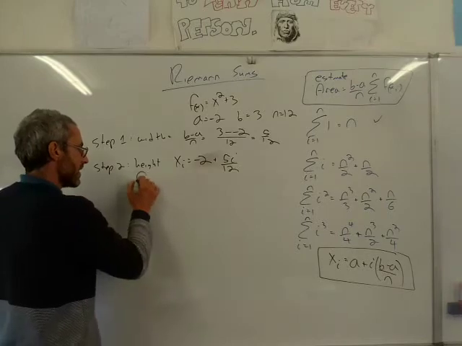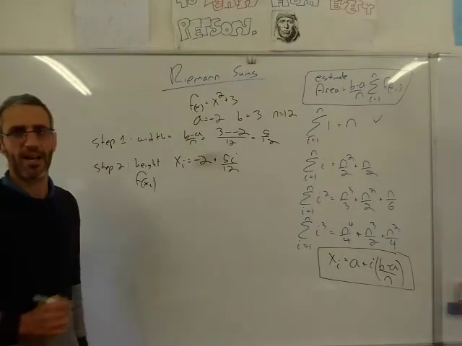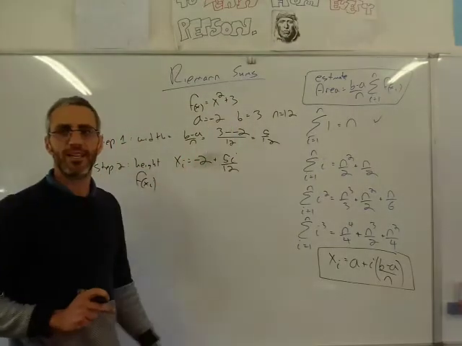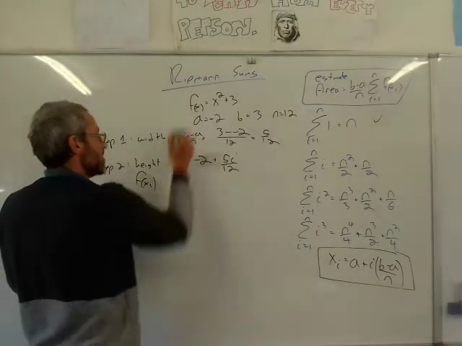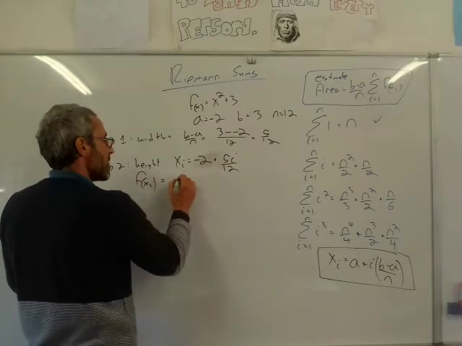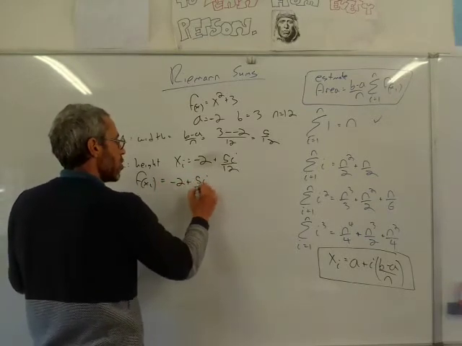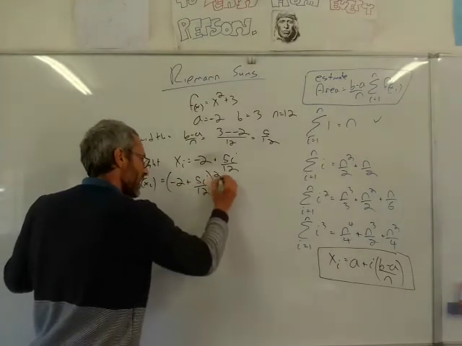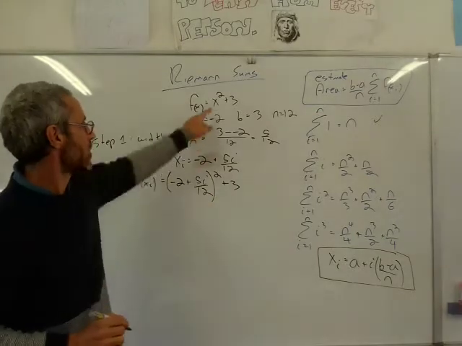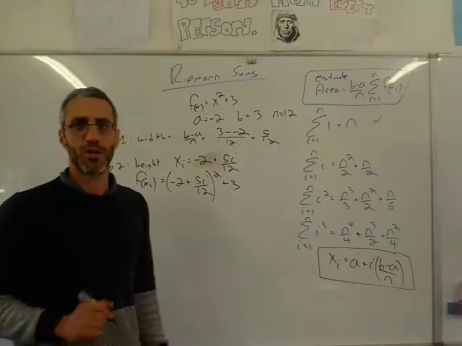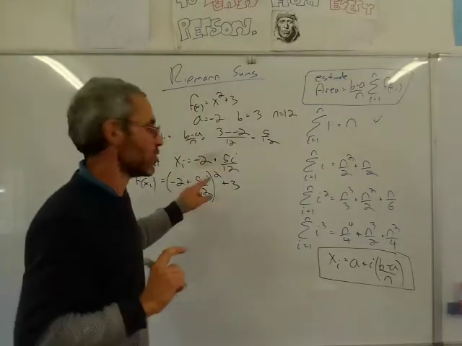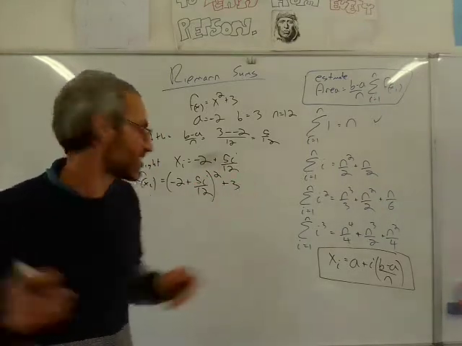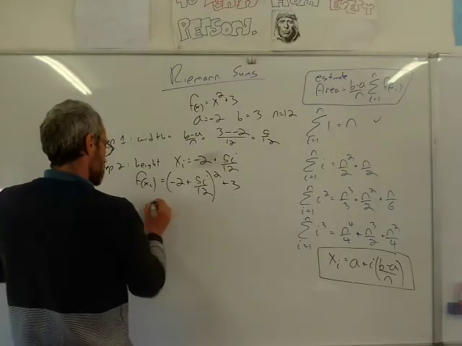The height is f of xi. So if this is xi, I need to substitute it in for x here. So f of xi will be minus 2 plus 5i over 12, and that's obviously squared, plus 3. So I'm squaring all this monster, plus 3. Now, don't get confused here. i is not your imaginary number. It's not i squared equals minus 1. i is just a variable, like x. So now I need to do this mess.